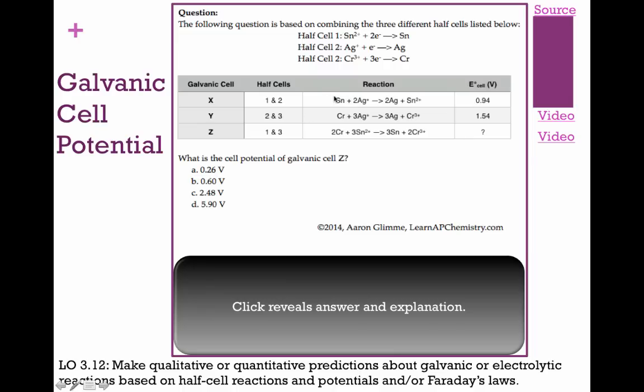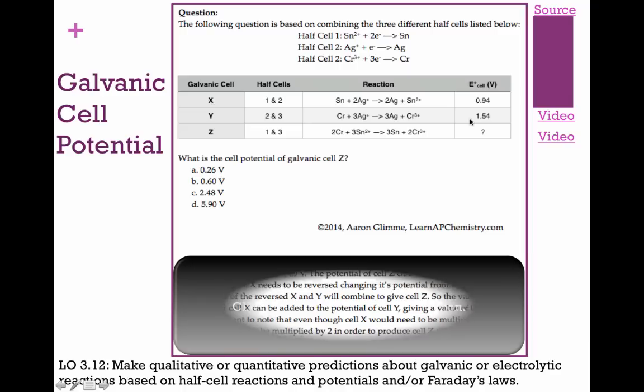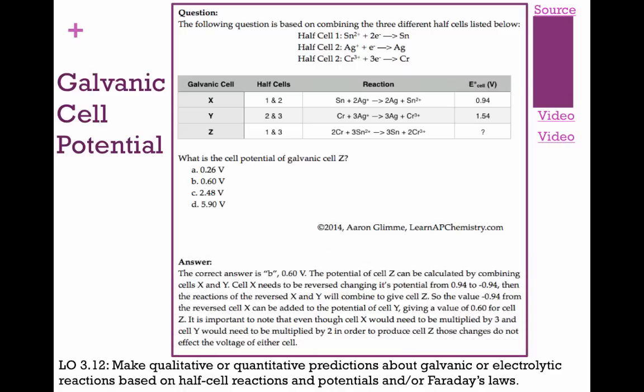Okay, because if you multiply by 3, that doesn't matter. The reason that you don't have to multiply is because your cell potential is based on how many electrons you transfer. We just changed the sign of this 0.94. And then what do we do to our E's? Add them up. So what's negative 0.94 plus 1.54? 0.6. Right, so when we flip potential or cell X, we just change the sign. Multiplying doesn't do anything.